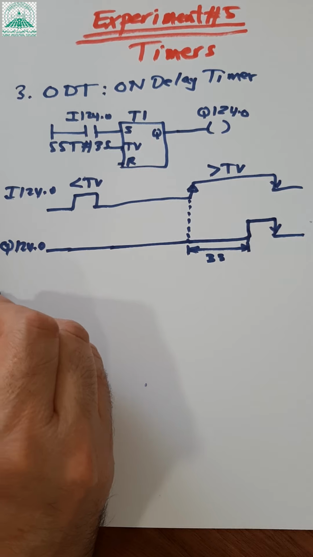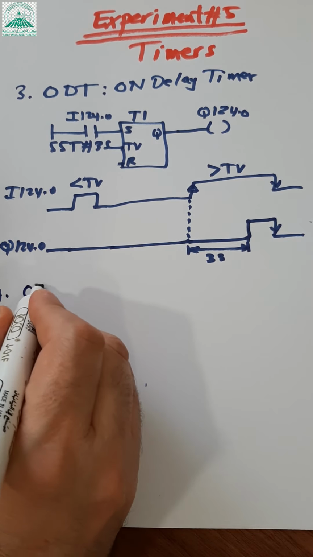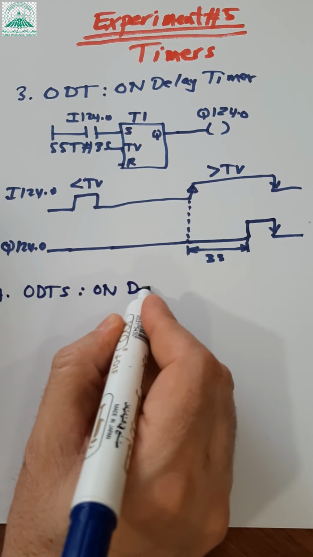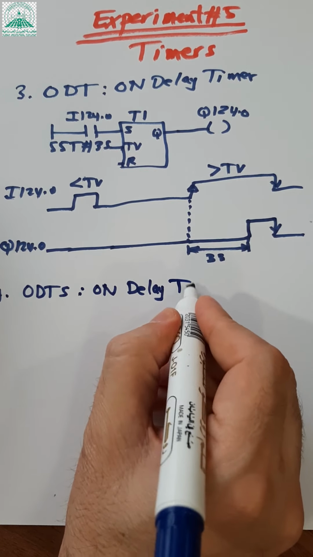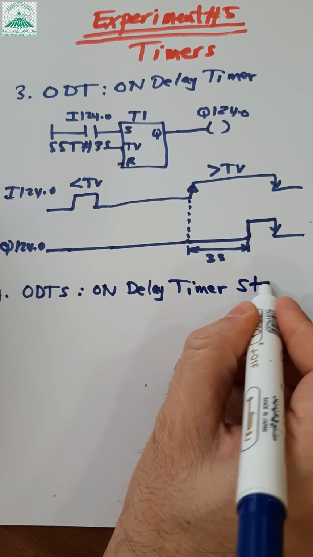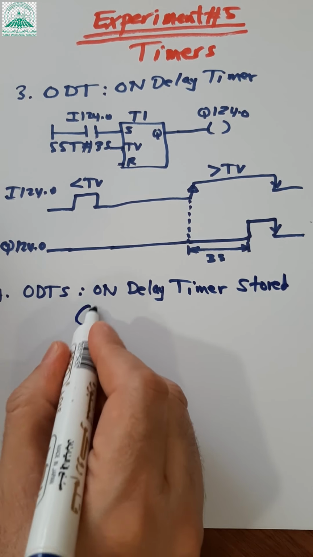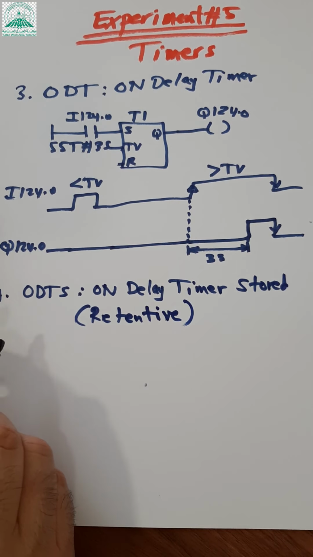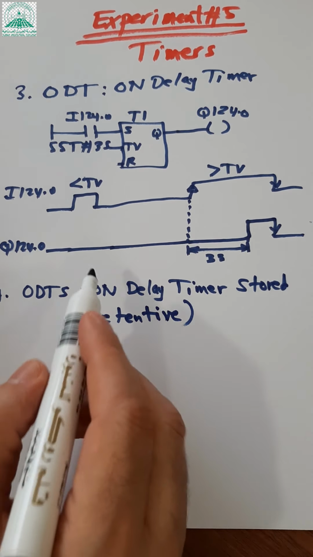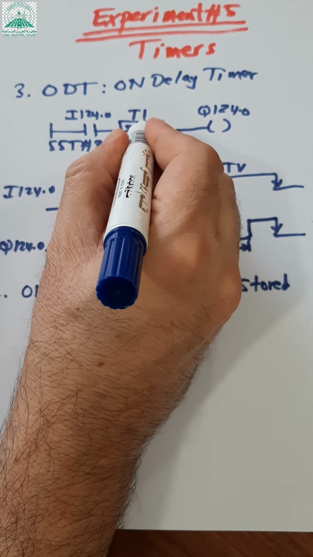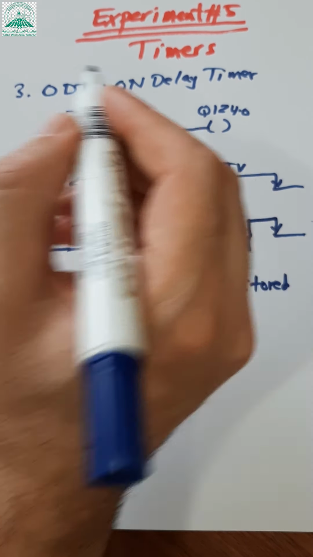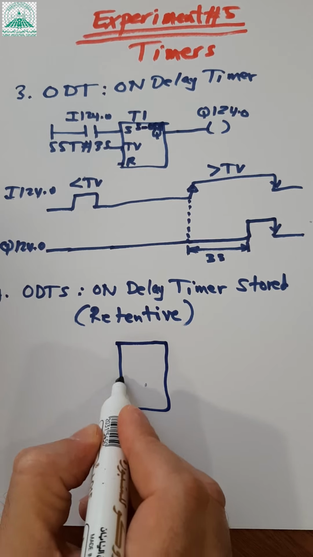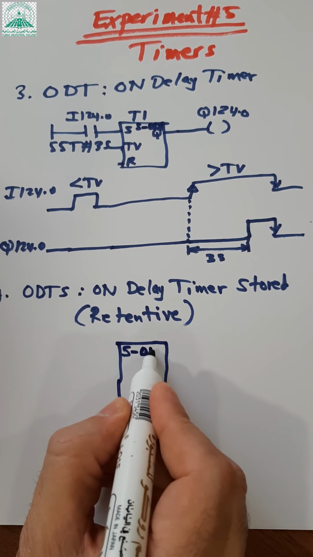The fourth type of timers in Siemens PLC is the SODT, or retentive on delay timer. It is an on delay timer like the previous one, but it is stored, or called retentive. This is the type of the timer here, SODT. I forgot to put it here. I put it here. The same as before, but instead of ODT we have SODT.